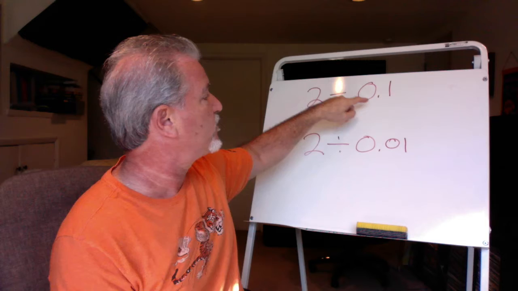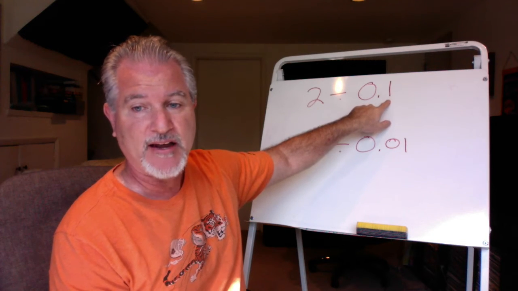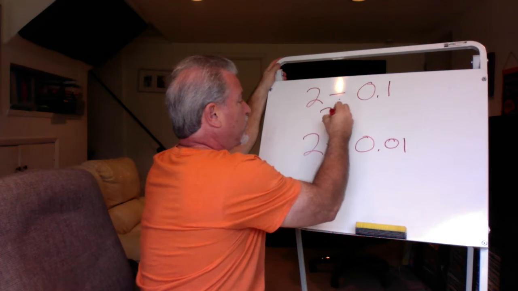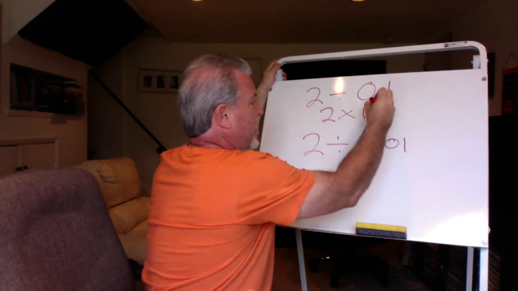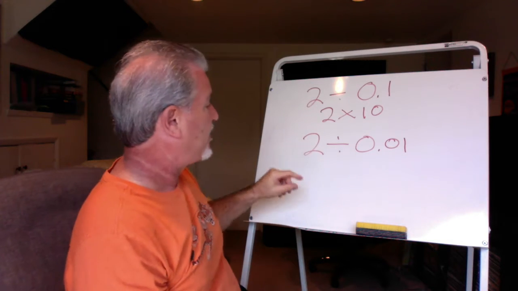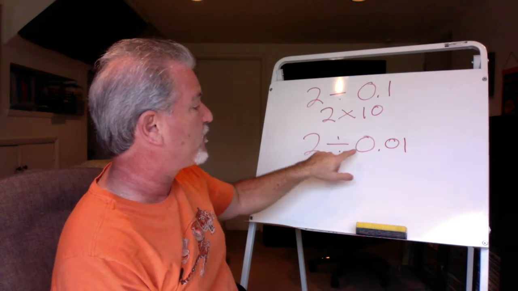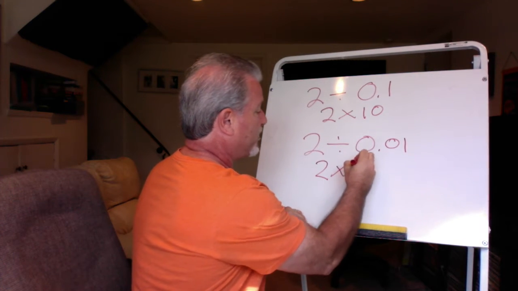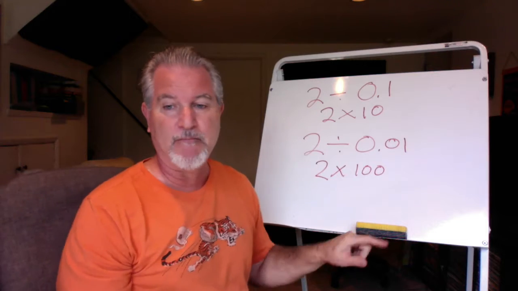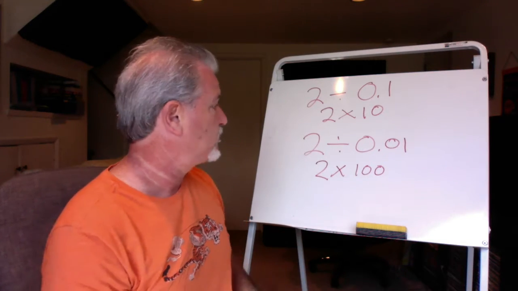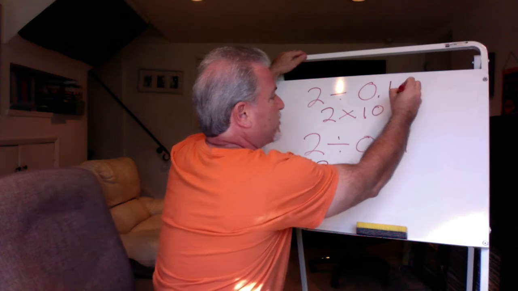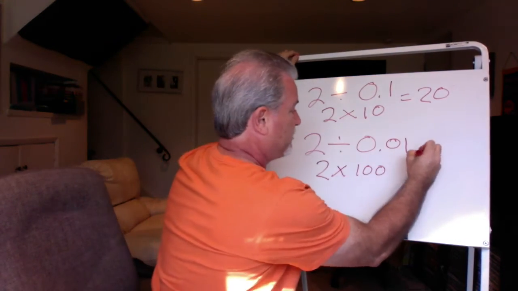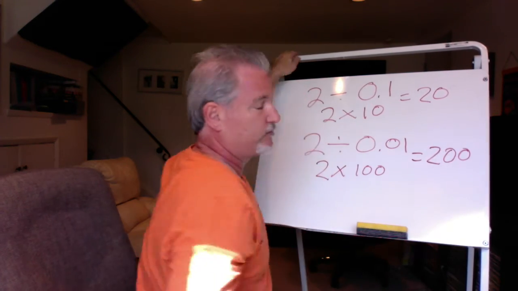So when you see 2 divided by 1/10, that number is 1/10. It's the same thing as taking 2 and multiplying it by 10. Okay? And when you see a number divided by 1/100th, it's the same thing as taking that number and multiplying it by 100. Okay? So 2 times 10, the answer to this is going to be 20. And 2 times 100, this is going to be 200.